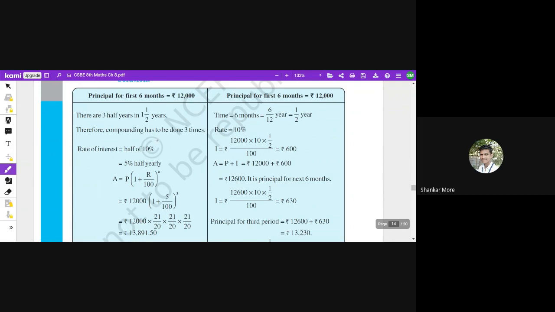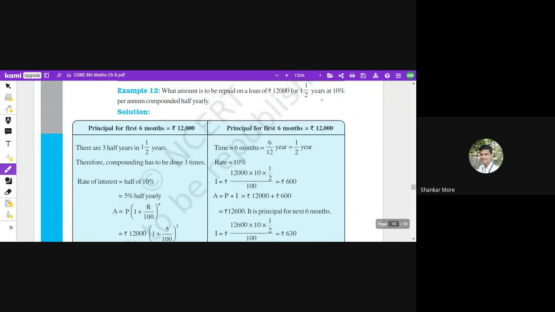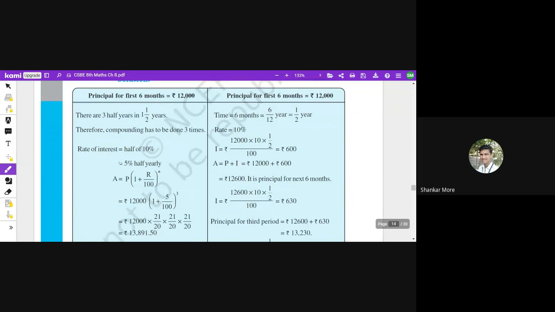Now rate of interest will be half of 10. So see, यहाँ पे 10% से दिया है हमने. We are directly using the formula of compound interest, or CI. That's why what we are doing is, we are cutting this interest rate into half. So that will be 5% half yearly.